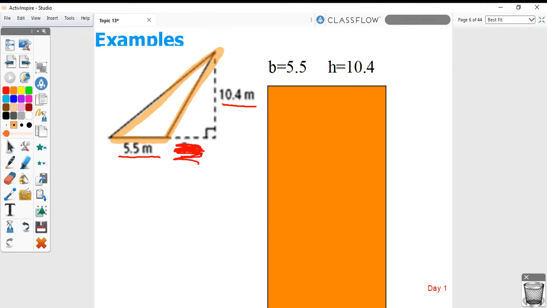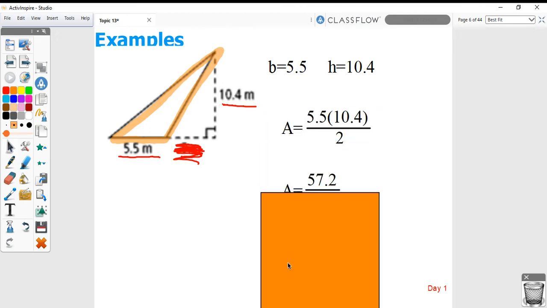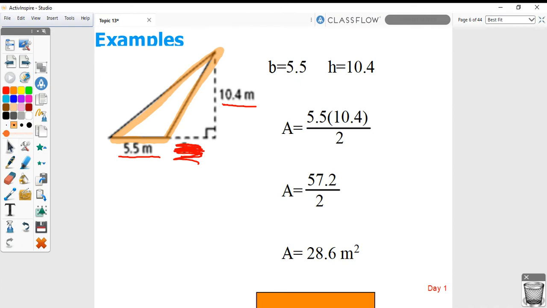So when we plug those numbers in, after we have figured out what the numbers are, the process is just more of the same. Multiply them together and cut it in half. Do all that, we get our final answer of 28.6.